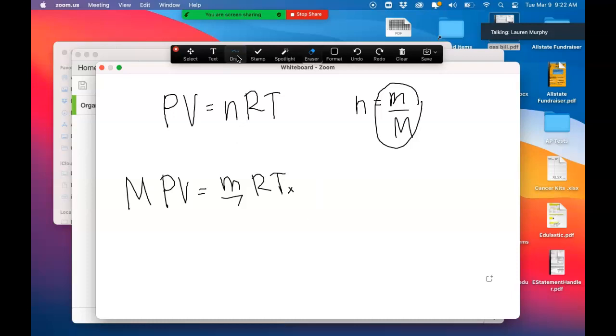Now to get molar mass by itself, I would divide both sides by PV. That looks like an R. PV. So divide by PV. That gets rid of the PV over here. And now you just plug all of your numbers in.